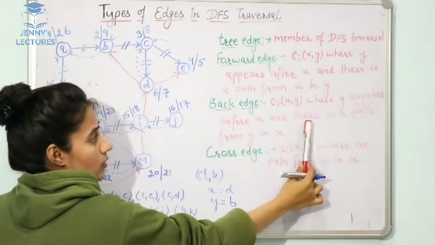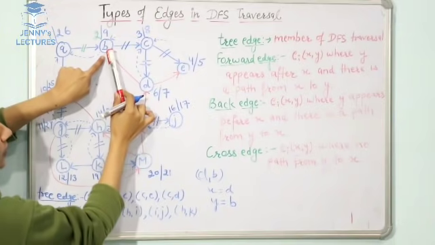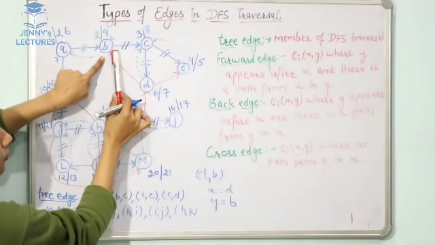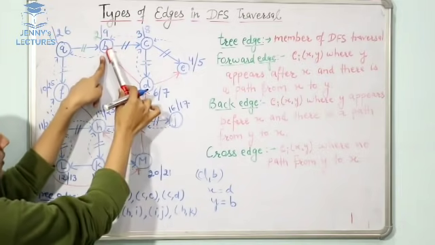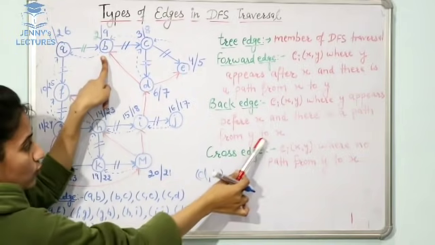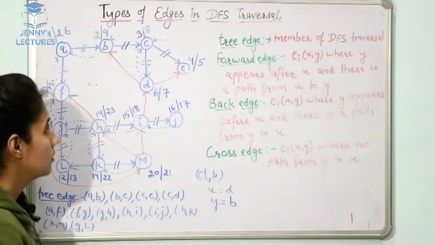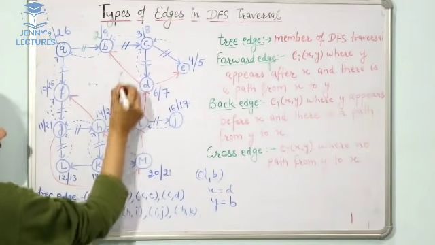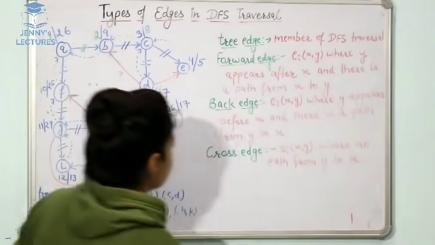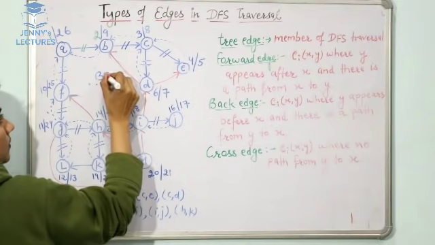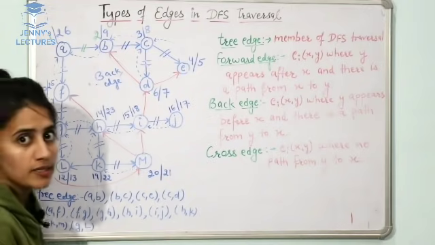And the second condition is what? There is a path from y to x. Now here y is what? B. Is there any path from this B to D? Yes, you can go from B to C, then C to D. There is a path from here to here, from y to x. So this edge is what? Back edge. Fine. This DB is a back edge.